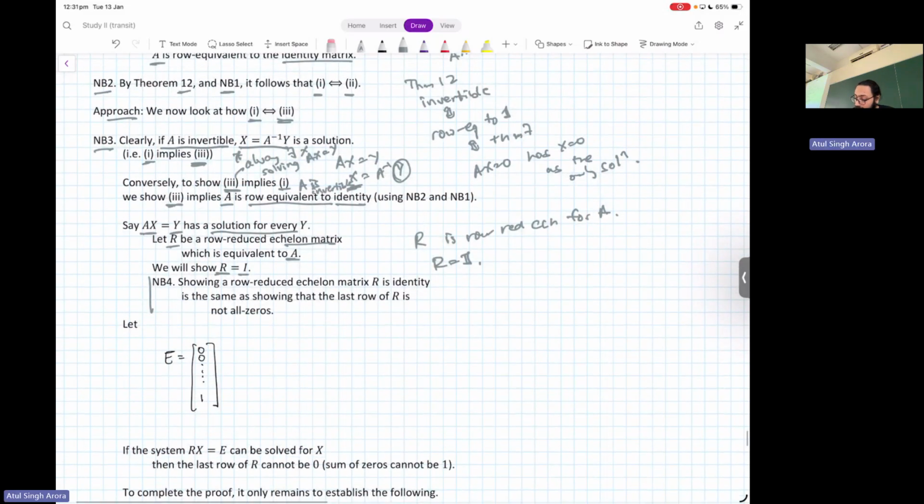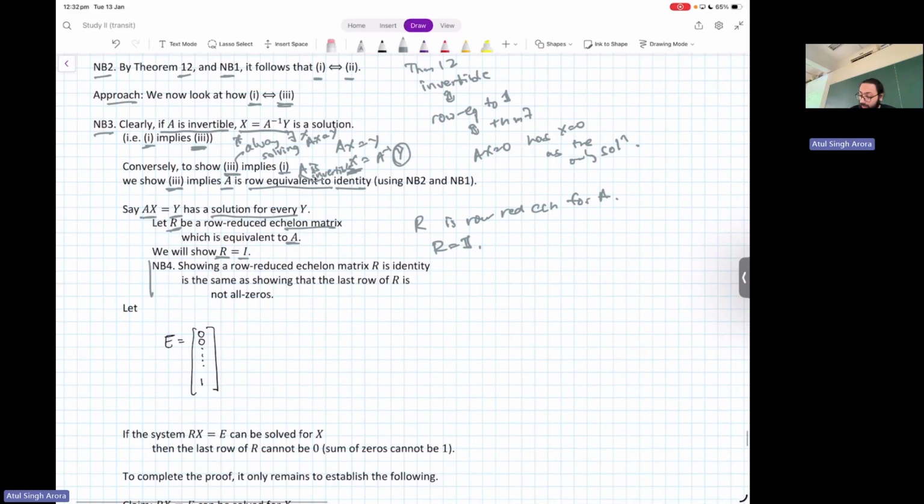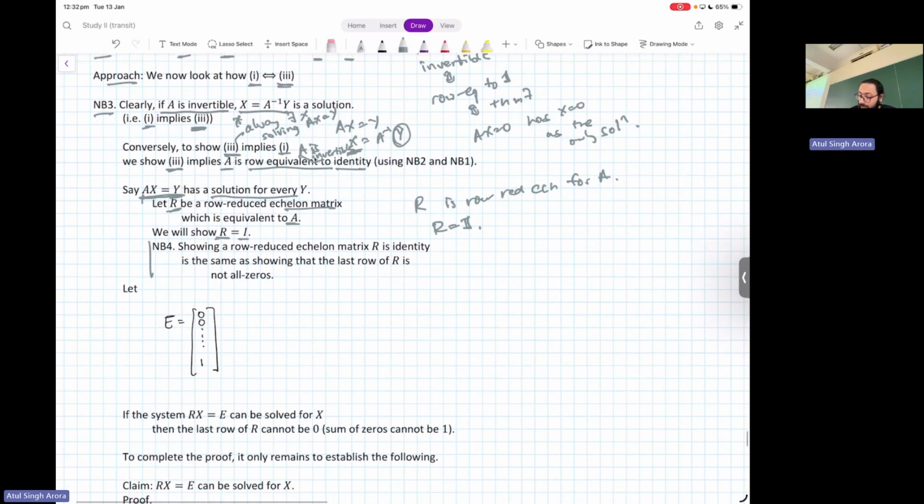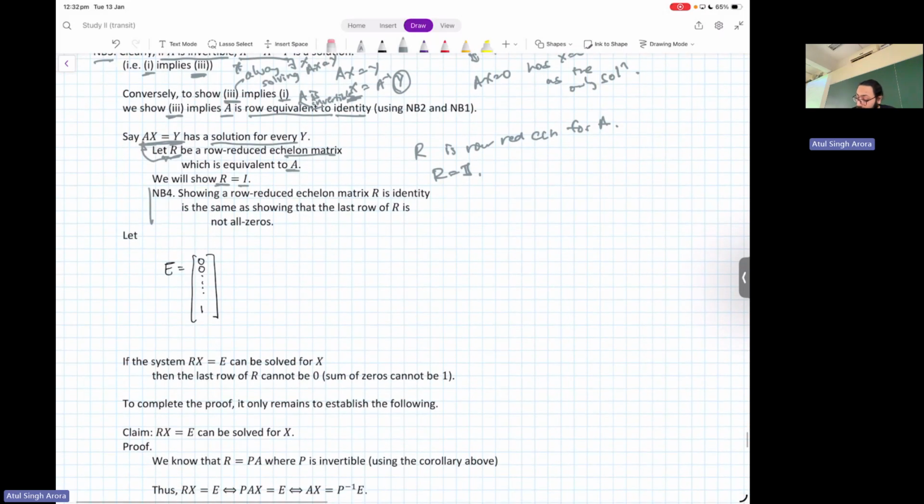Maybe I missed one step here. Instead of showing that A is invertible, we're going to focus on the fact that R is identity, because if you have an invertible matrix, it's going to be row equivalent to an identity matrix. So that's what we're trying to do here. We are saying that suppose that A satisfies this, that there exists a solution to this equation for all y's, then we'll show that A is row equivalent to R, where R happens to be identity. Okay, so how do we do this?